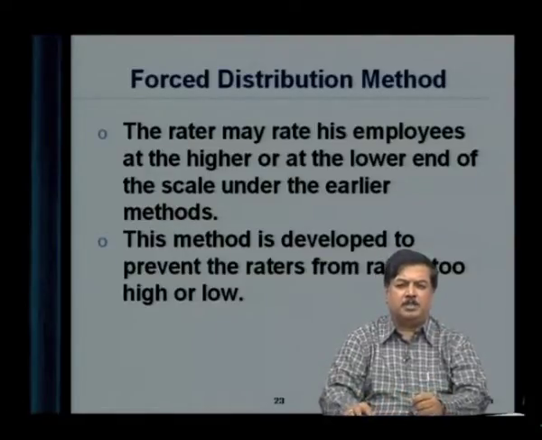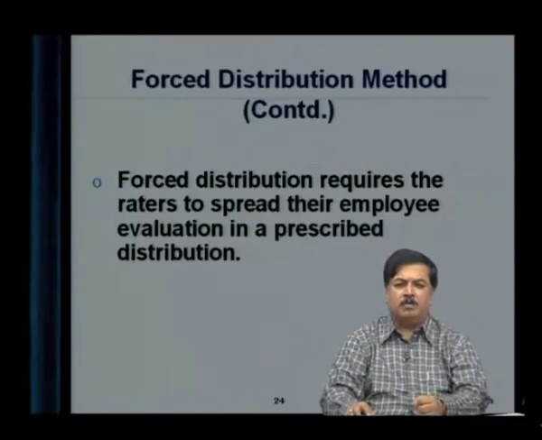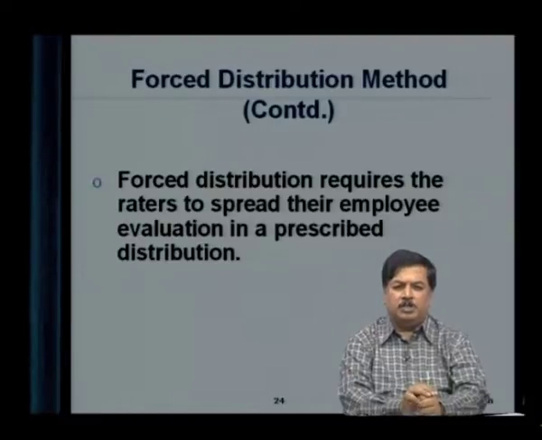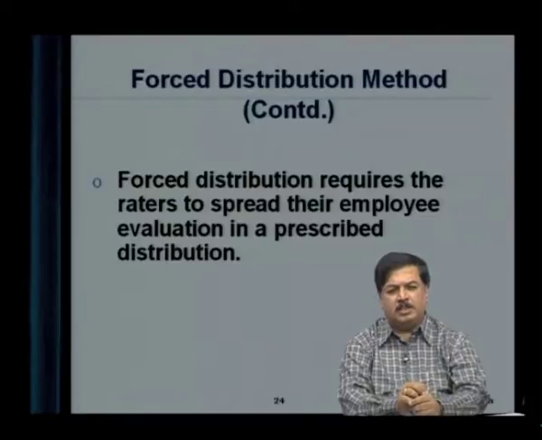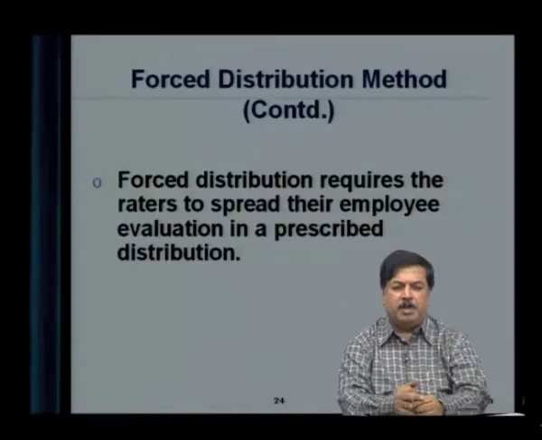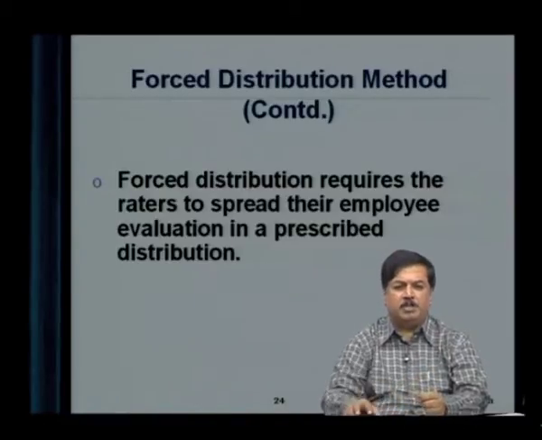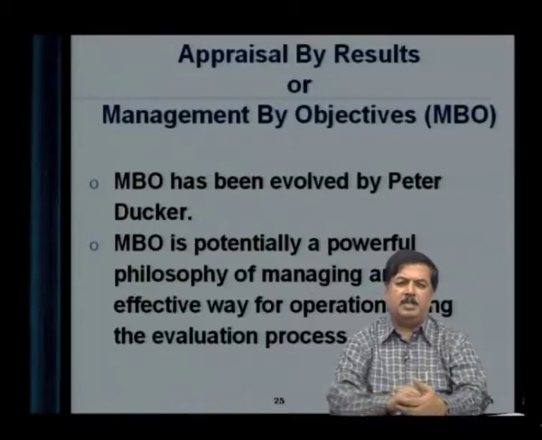So some organizations believe the forced distribution method is better, particularly for identifying who are the top performers and who are the bottom level performers. Forced distribution requires very clearly to spread the employee evaluation in a prescribed distribution. Possibly it is called 10-70-20, or it could be 20-70-10, but typically it is 10% top performers, 70% in the middle and 20% at the bottom.